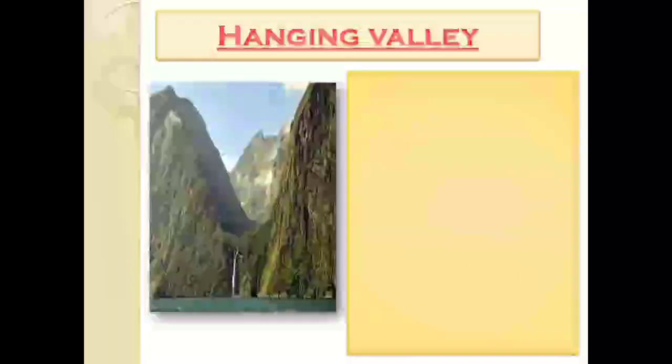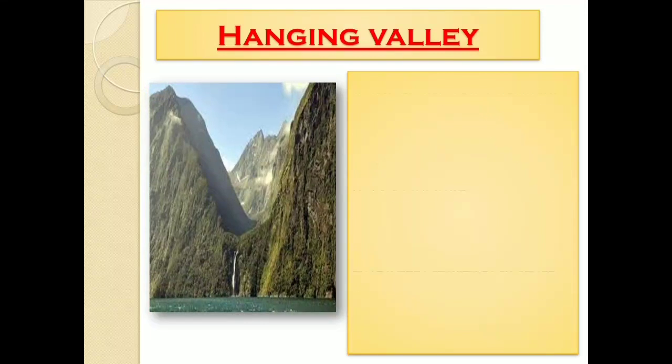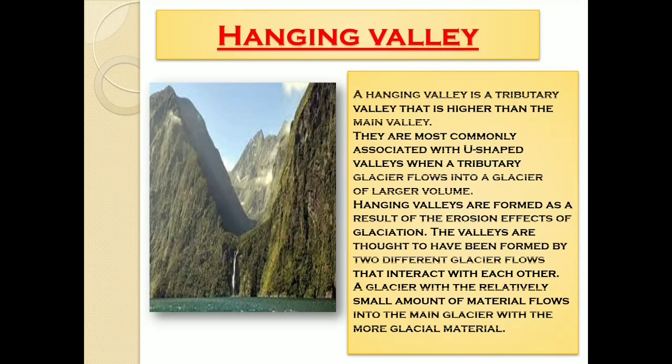Next is hanging valley. You can see a picture of a hanging valley. A hanging valley is a tributary valley that is higher than the main valley. They are most commonly associated with U-shaped valleys when a tributary glacier flows into a glacier of larger volume. Hanging valleys are formed as a result of the erosion effects of glaciation. The valleys are thought to have been formed by two different glacier flows that interact with each other. A glacier with a relatively small amount of material flows into the main glacier with more glacial material.